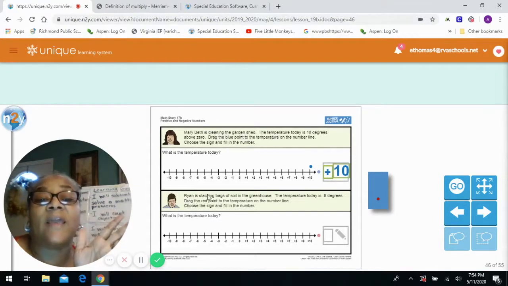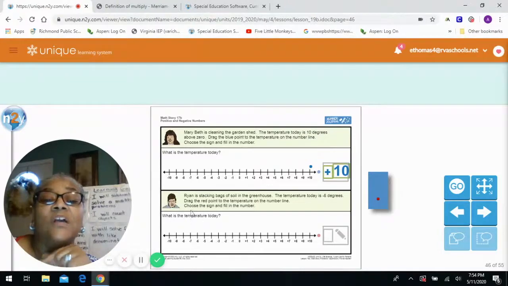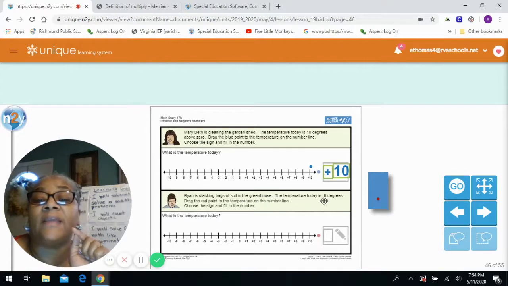So Ryan is stacking bags of soil in the greenhouse. The temperature today is negative 6 degrees. Drag the red point to the number. Okay, so it says negative 6. Now we always have to look at it. Let's read all of it because I didn't read all of it. It says Ryan is stacking bags of soil in the greenhouse. The temperature today is negative 6 degrees. Drag the red point to the temperature on the number line. Then we're going to choose the sign and fill in the number.